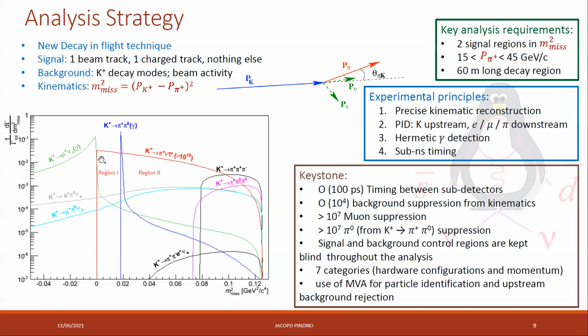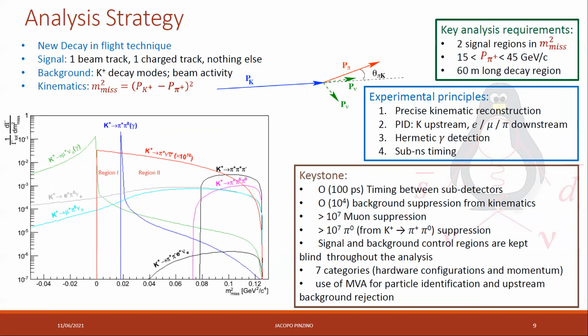We separate the signal into two regions: one between the area of the background that comes from the mu neutrino and the peak of π+π0, and the second region between the peak of π+π0 and the three-pion area. Together with that, we select the momentum of the pion between 15 and 45 GeV, and the fiducial decay region of 60 meters, as before.